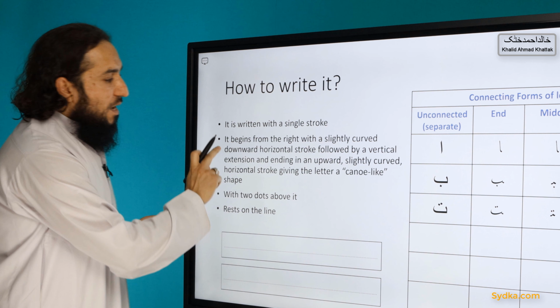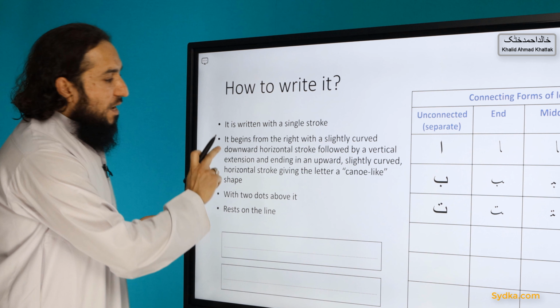Next one, is it a light letter or heavy letter? It is a light letter. So whenever we're pronouncing it, our lips and mouth should remain flat. Ta, ta. As if we are going to start smiling. Ta.